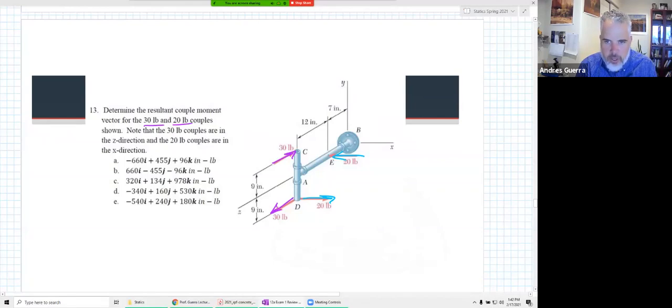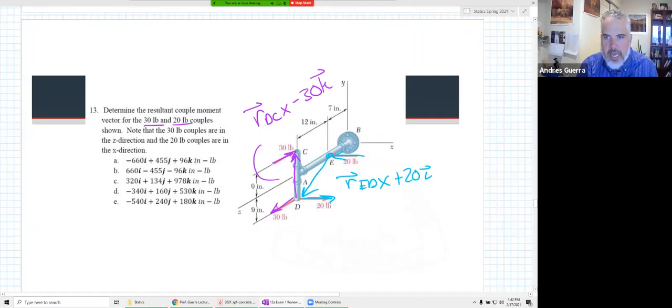So maybe for the 20 pounds, I do R from E to D crossed with a positive 20 I. And then for the 30 pounds, maybe I do R from D to C, and then I would cross that with a minus 30 K hat. And I'm figuring out my K hats and my I hats, negative and positive, just based on my picture here. This 30 pounds is going in the negative Z direction. That's at the end of my position vector. And so I use the minus 30.